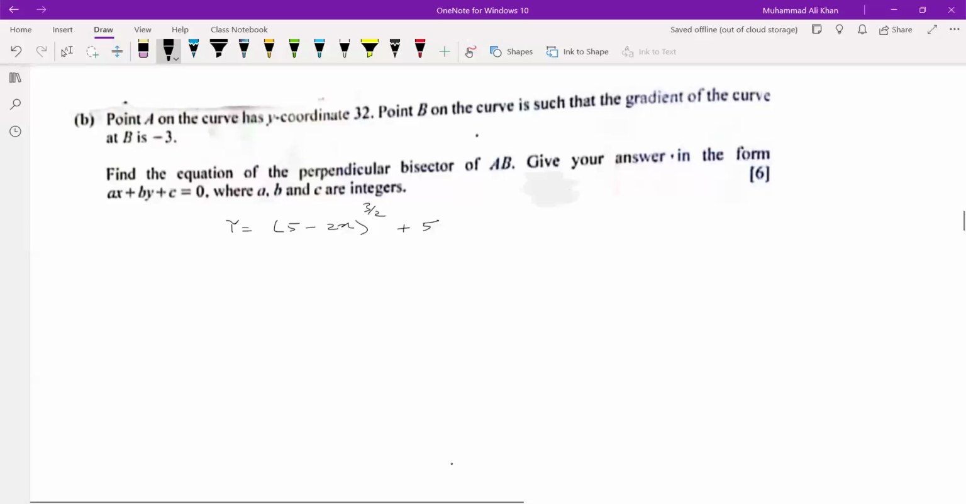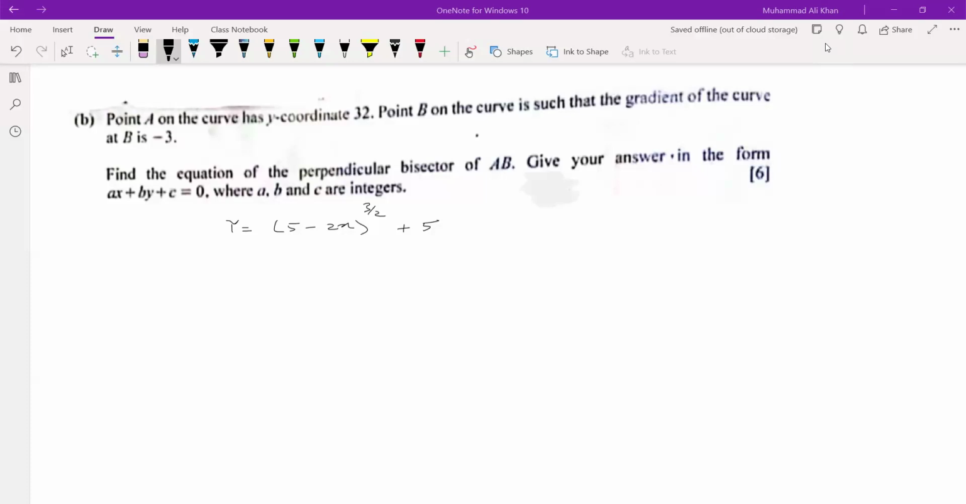Now, students, second part of question number 8. The question is: point A on the curve has y coordinate 32. Point B on the curve is such that the gradient of the curve at B is minus 3. Find the equation of the perpendicular bisector of AB.